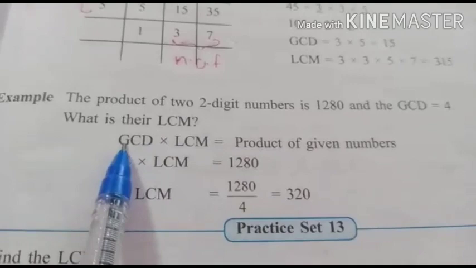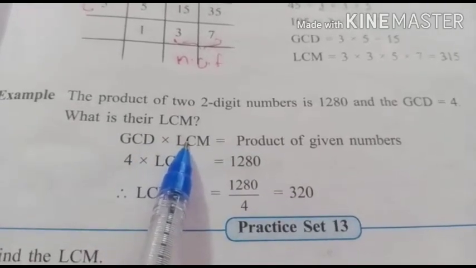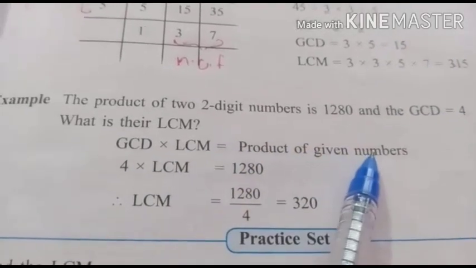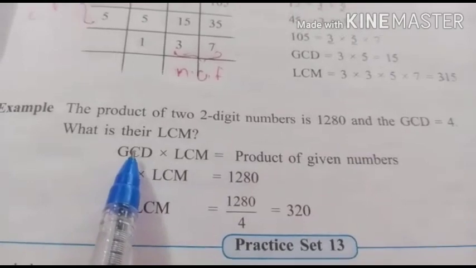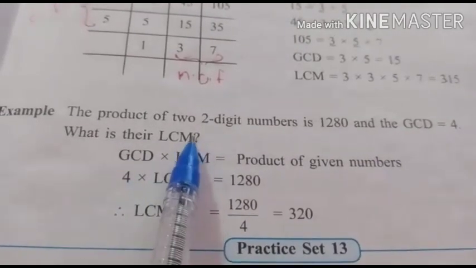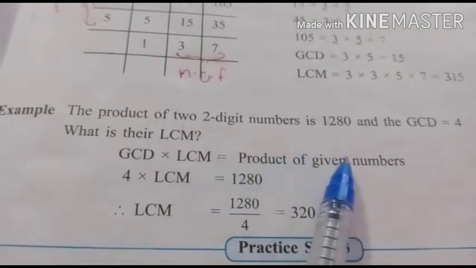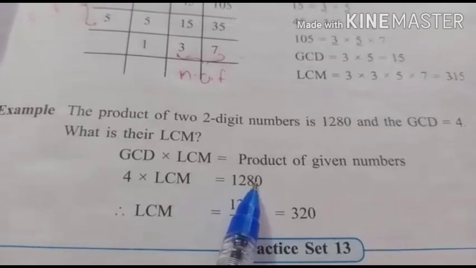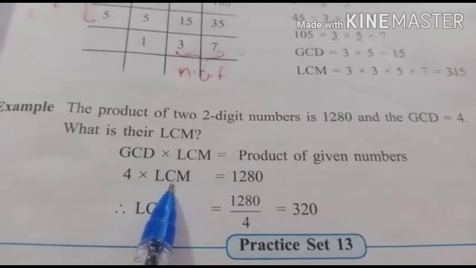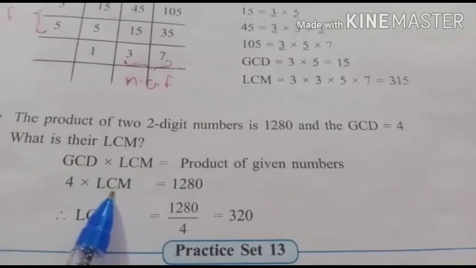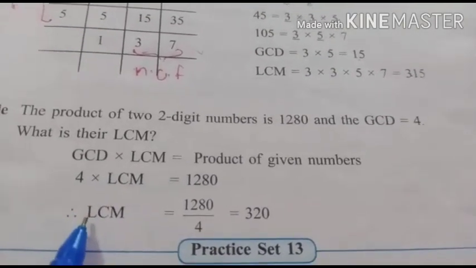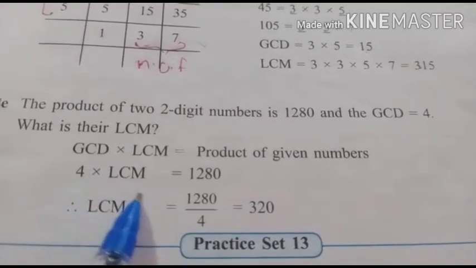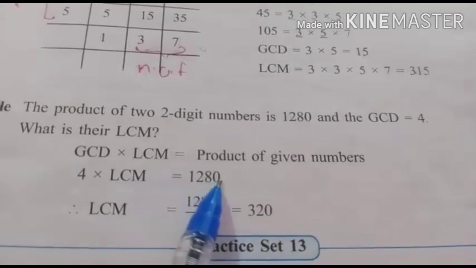Always, the multiplication of the GCD and LCM of particular numbers is equal to the product of those numbers. Now just here, how much GCD is given? 4. The LCM we have to find out. And the product of the two numbers is given as 1280. So now I want to find out the LCM. So as I told you earlier, whichever number we want to find out, keep that on one side, and all the remaining numbers we have to bring to the other side.